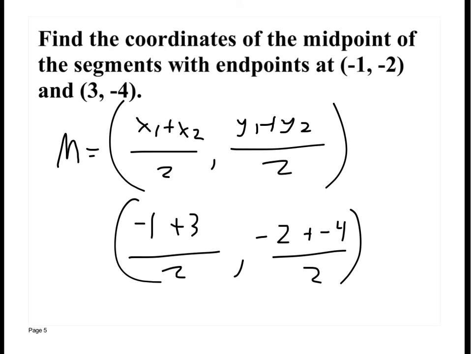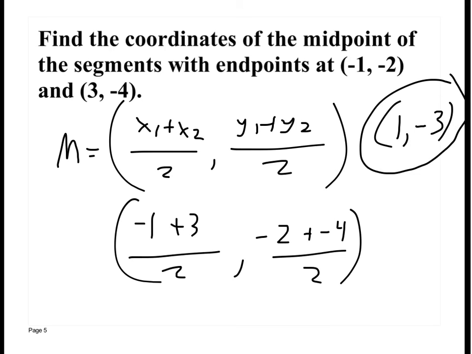Negative 1 plus 3 is 2. 2 divided by 2 is 1. Negative 2 plus negative 4 is negative 6. Negative 6 divided by 2 is negative 3. There's my midpoint, which if you want to see it on a graph, I can show it to you. That's the exact point in the middle between negative 1, negative 2, and 3, negative 4.